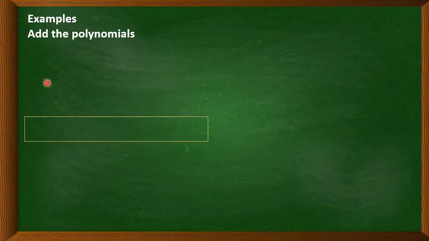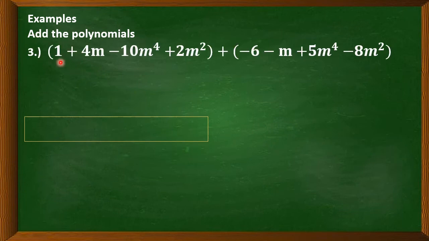Let's have the third example. Quantity of 1 plus 4m minus 10m to the power of 4 plus 2m squared plus quantity of negative 6 minus m plus 5m to the power of 4 minus 8m squared. Okay, if you have observed, the given polynomials is not yet in standard form. So we have to arrange the terms in descending order.